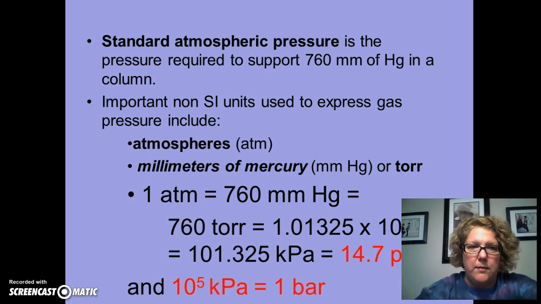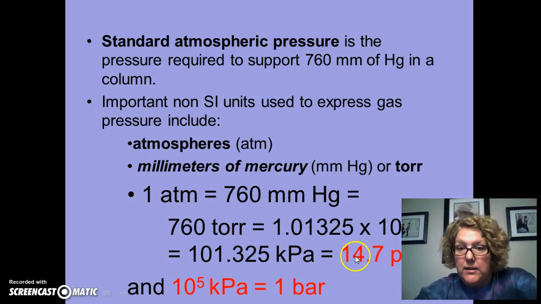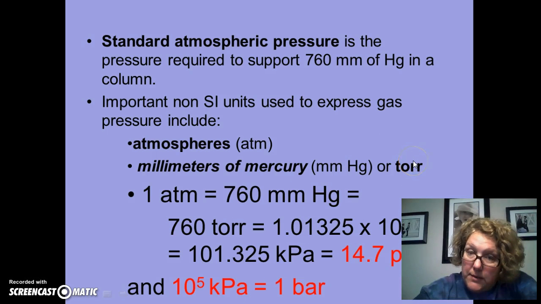Now, a standard atmospheric pressure, that's the definition of it, the amount of pressure needed to support that column of mercury. Other non-SI units that we'll see a lot for expressing gas pressure is the atmosphere, 1 atm. That's equal to 760 millimeters Hg. Now, just for some added excitement, there's another unit that means the same thing as millimeters Hg. It's called torr, named after Torricelli, the inventor of the barometer.